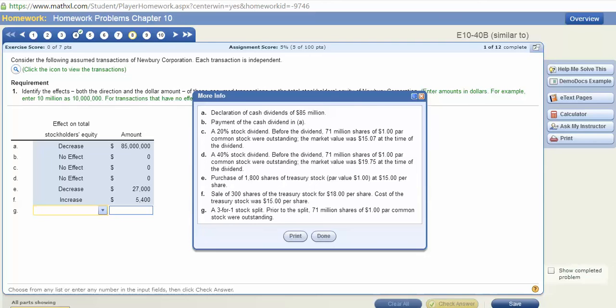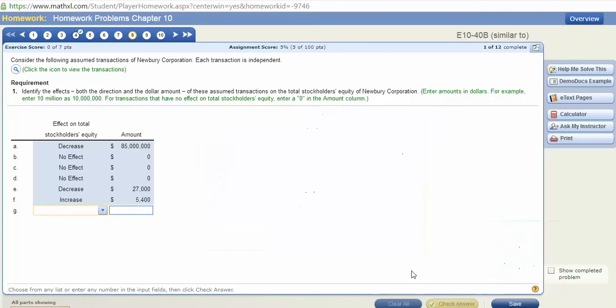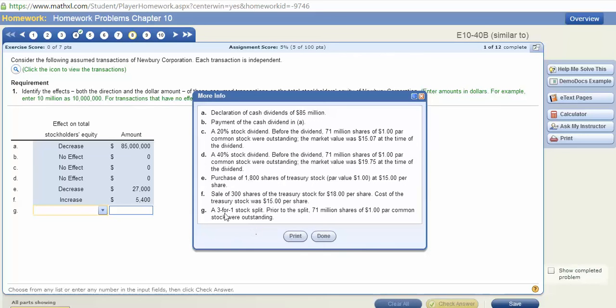Let's look at the last one. The last one appears to be complex because you've got this kind of funky stock split. So a 3-for-1 stock split, prior to the split, 71 million shares, all this stuff is a distractor. Stock splits, just like stock dividends, not cash dividends, stock dividends and stock splits never have any impact on total stockholders' equity.